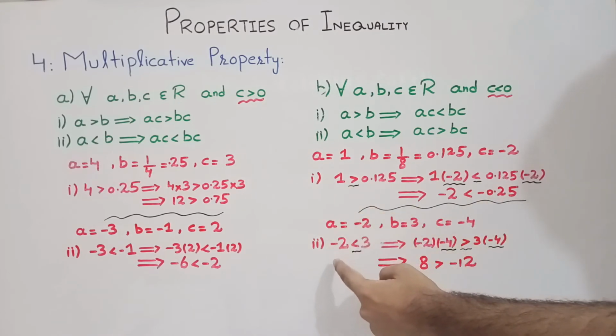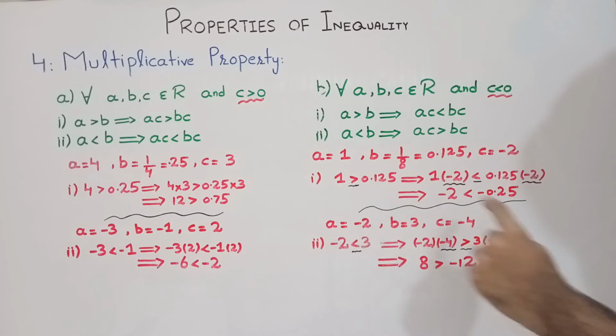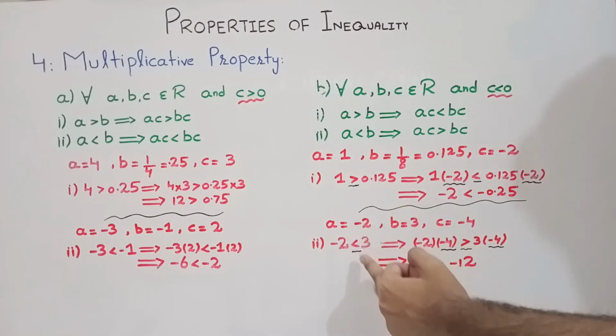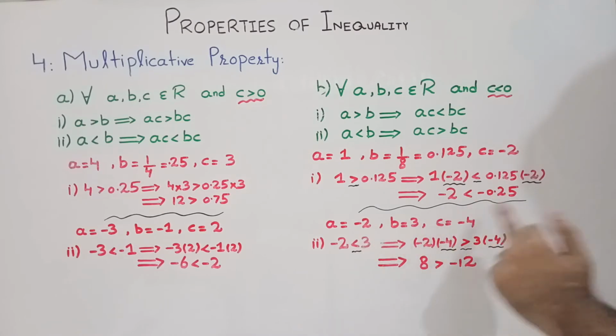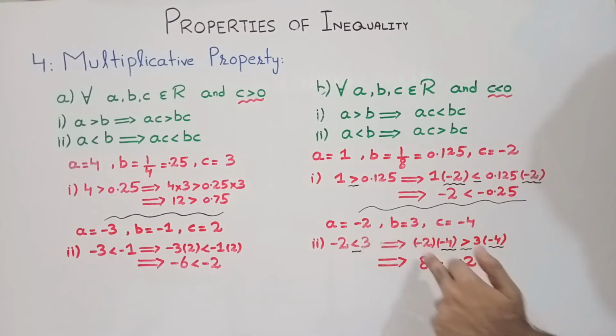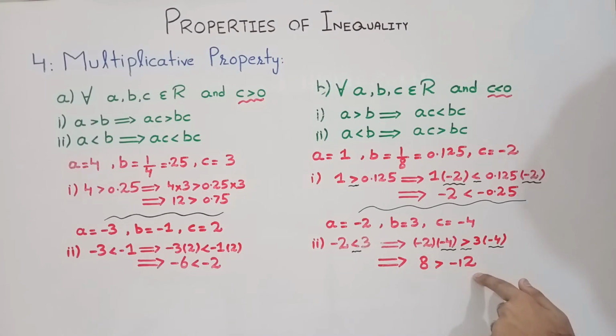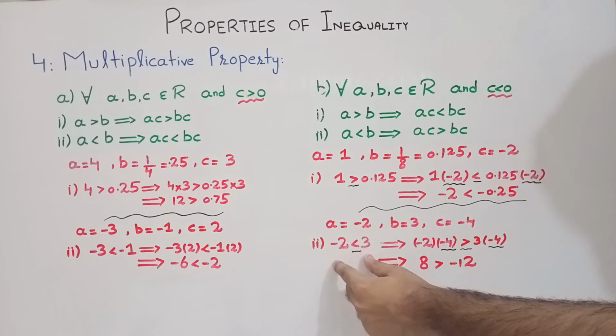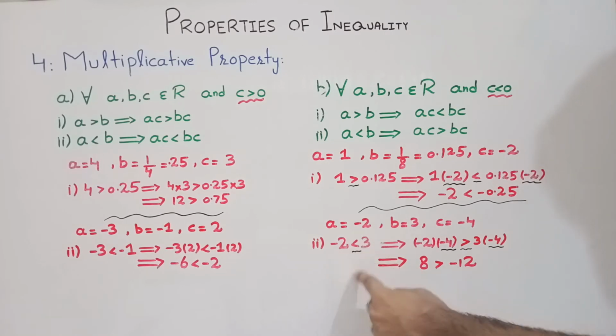As a result of the product of A and C, minus 2 and minus 4, we will get 8, and as a result of the product of B and C, 3 and minus 4, we will get minus 12, and we know 8 is always greater than minus 12. So you can see that as a result of multiplication with a negative number on both sides of the inequality, the inequality has changed its direction from less than to greater than. So this is the second part of the multiplicative property.